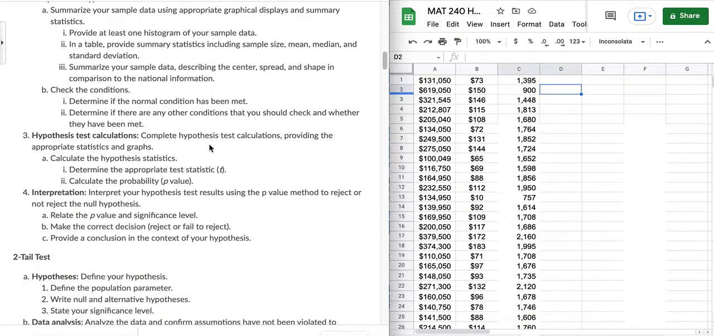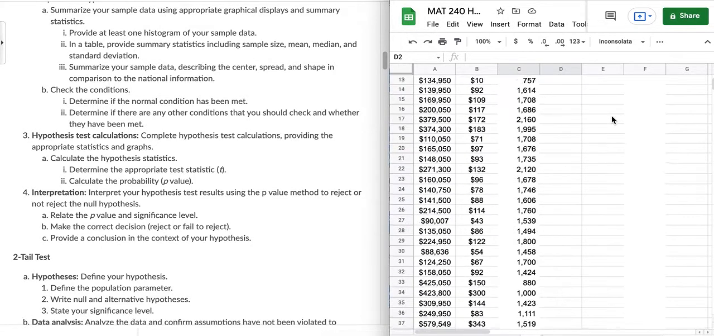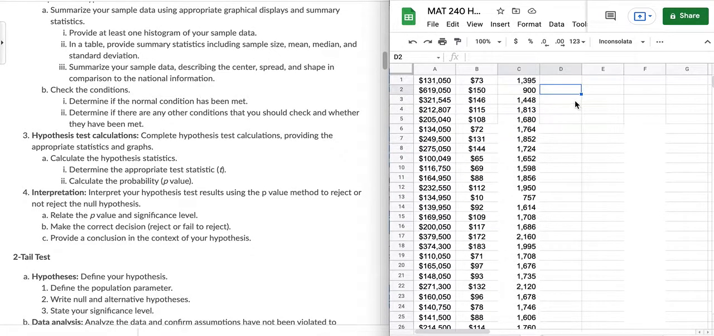Hypothesis tests. This is where you're going to calculate the p-value, so I'll help you with this. It says determine the appropriate test statistic, but then it just tells you. So there's a big hint: you want to be using t. Let me first show what the t-test is.